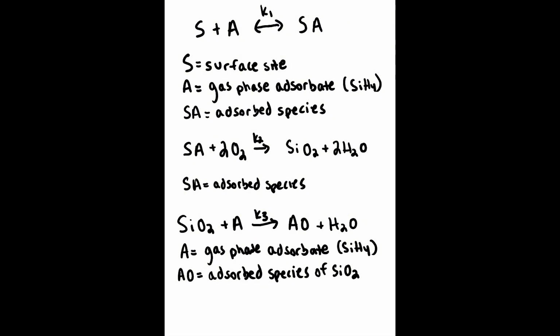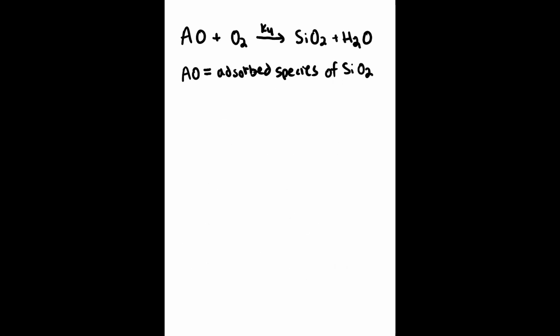S plus A going into SA, where S is the surface site, A is the gas phase adsorbate, and SA is the adsorbed species. SA plus 2O2 going into SiO2 plus 2H2O, where SA is again the adsorbed species. SiO2 plus A going into AO plus H2O, where A is still the gas phase adsorbate, and AO is the adsorbed species of Si. And finally, AO plus O2 going into SiO2 plus H2O, where AO is still the adsorbed species of SiO2.